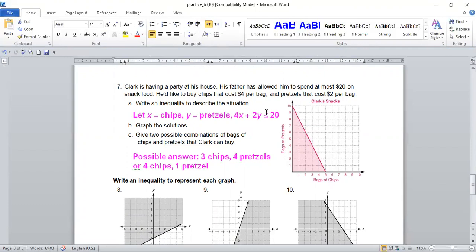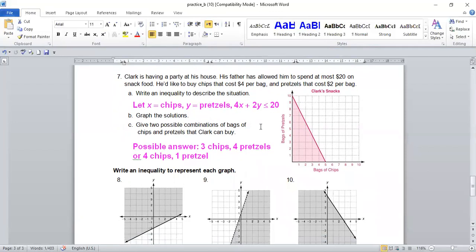Why? Because he cannot spend more. He should spend 20 or less than 20. So this is going to be your inequality. Now, if you write down this inequality, of course, I'm sure you can graph it. Okay, how are you going to graph it?